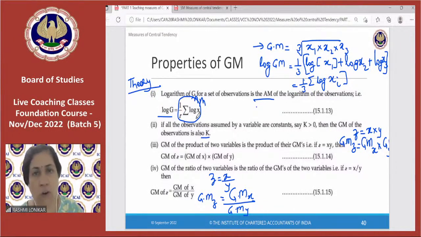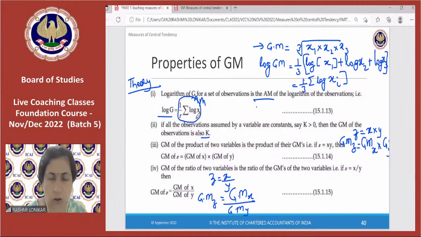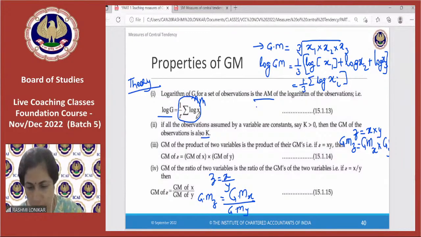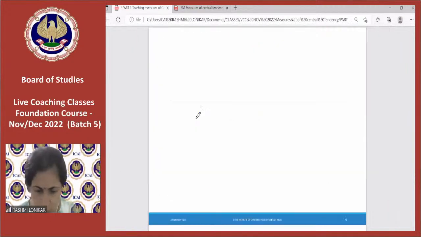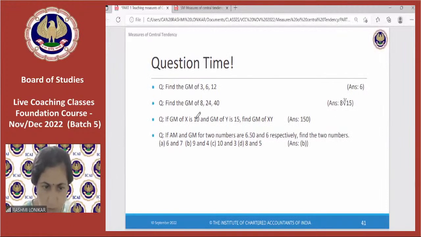Second is, if all the observations are equal to constant k, then the geometric mean is also constant k. Third is the geometric mean of a product is equal to the multiplication of their geometric means. And division also will be the division of their geometric means. Okay, so now let us find out the geometric means.